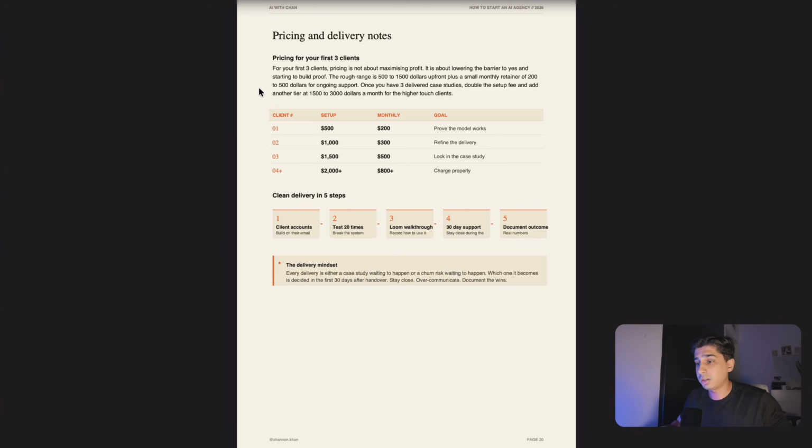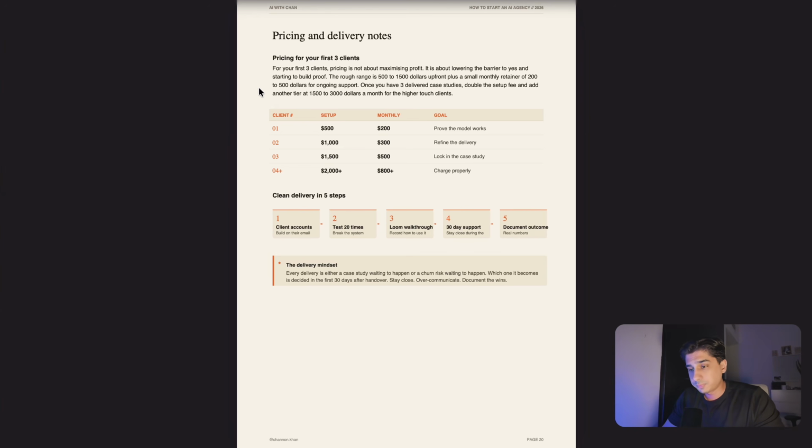It's about lowering the barrier to say yes and start building proof. You will eventually charge a lot of money, right? The rough range is between $500 and $1,500 upfront, plus a small retainer of about $200 to $500 for ongoing support. Once you've had 3 delivered case studies, double the setup fee and add another tier, which can be $1,500 to $3,000 a month for higher touch clients.